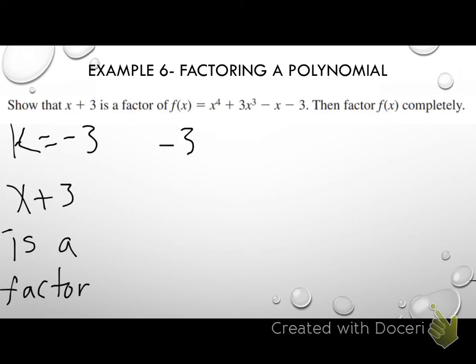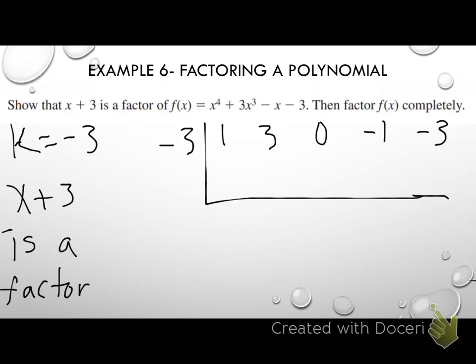Our k value is -3. Our coefficients are 1, 3, 0, -1, -3. Bring down my 1. -3 times 1 is -3. 3 plus -3 gives me 0. What's -3 times 0? 0. And then what's 0 plus 0? 0.